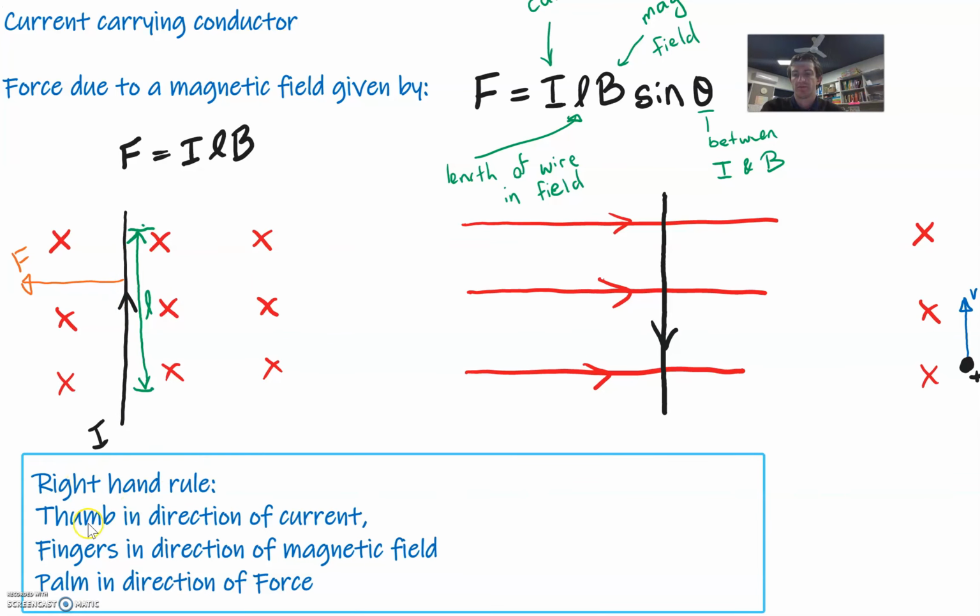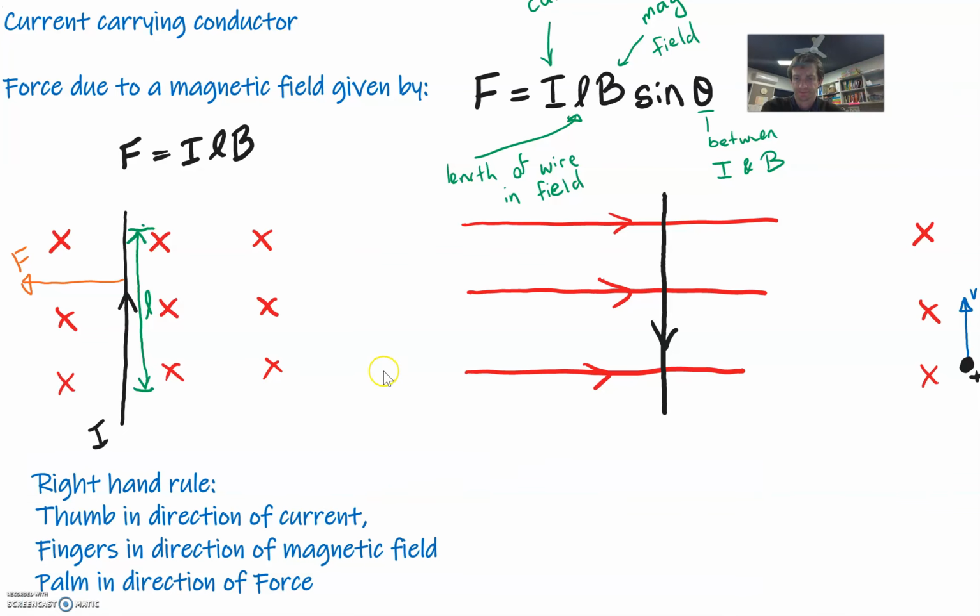So remember, thumb in the direction of the current, fingers in the direction of the magnetic field, and then our palm points in the direction of the force. We'll look at some other examples here. In this one, we calculate the force in the same way: the current times the length of the wire times the magnetic field strength.